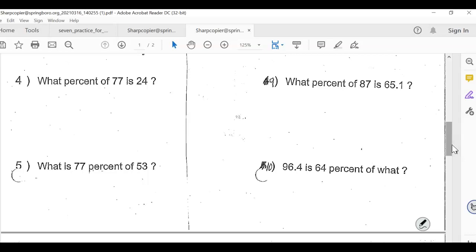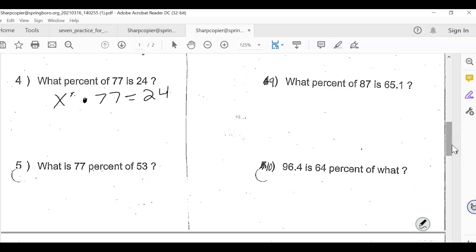All right, let's go ahead and look up here on the board. Number 4 says, what percent of 77 is 24? What percent? Do we know the percent? No, so we use a variable. When my variable is a percent, I usually put a percent symbol next to it. It helps me remember that, and you'll realize here in a second why. Of, multiplied by 77, is equal to 24.